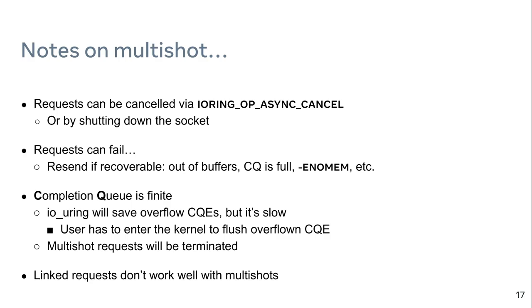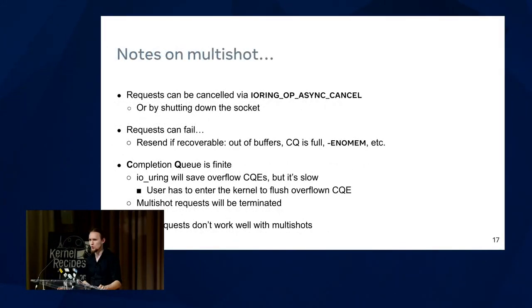Another condition comes from the fact that the completion queues are limited. You specify the number of entries in it at the ring creation time. And if you are trying to post when it's full, it will terminate the multi-shot receive. Well, you are not going to lose the completion. It will be so-called overflown, but the multi-shot request will be terminated, and it's also slow. So the user space should keep an eye on this not happening too often, because, well, the performance will suck.